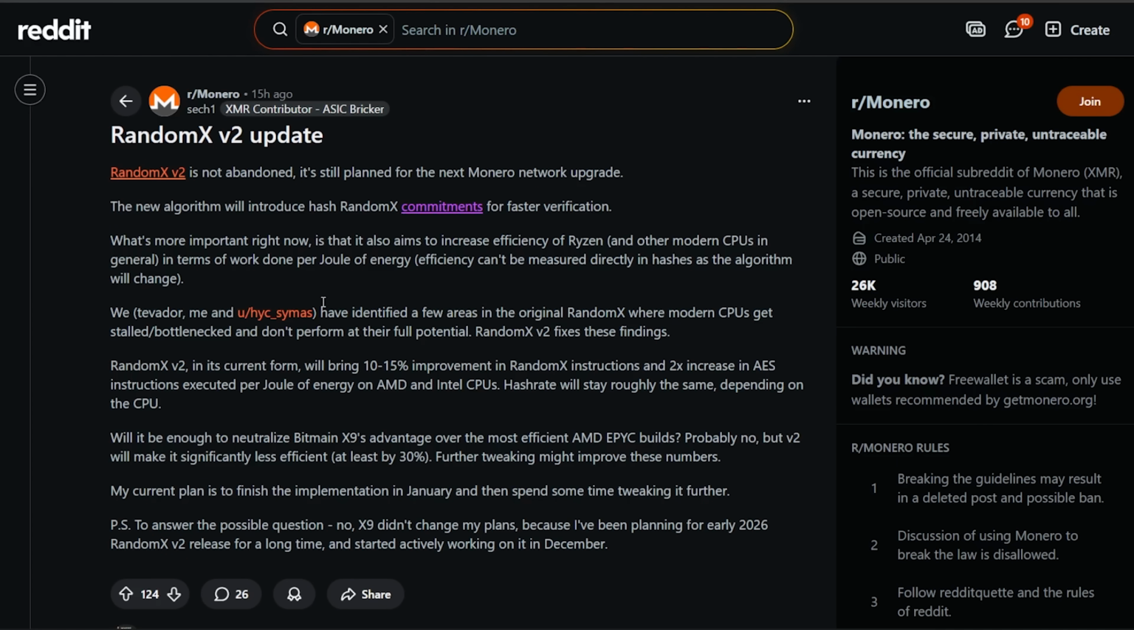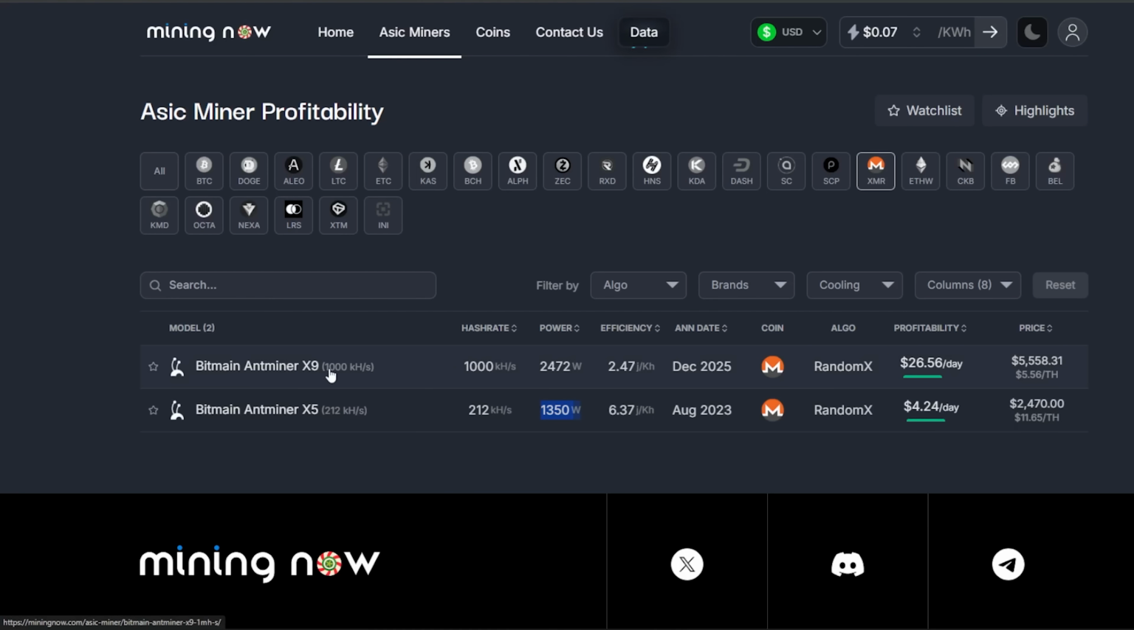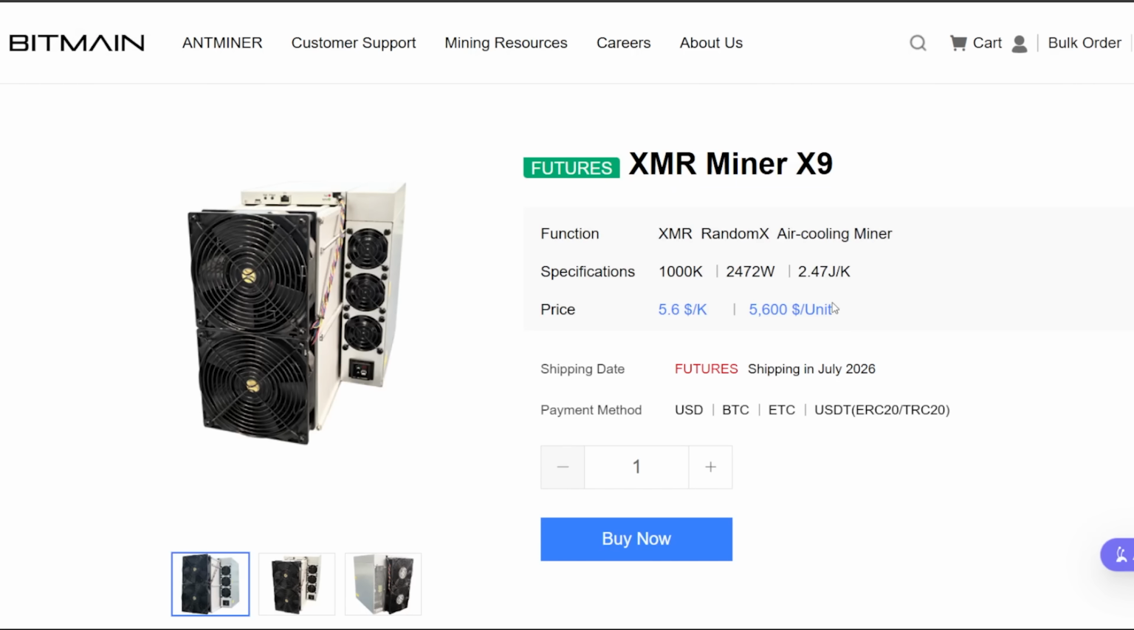And if Bitmain is going to even do a software update on their X9, I'm sure they will. They're probably going to be working on that. I mean, people who are buying this thing, there would be quite an uproar if Bitmain did not update the X9 to the new RandomX V2. And yeah, we don't know what hash rate it's going to be by then. So that's kind of the thing as to why I think pre-ordering this is not a good idea.